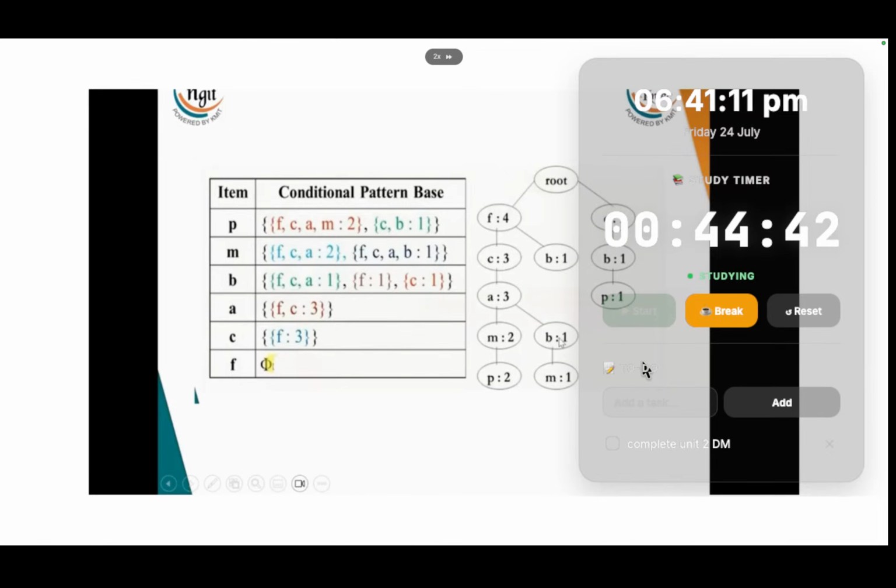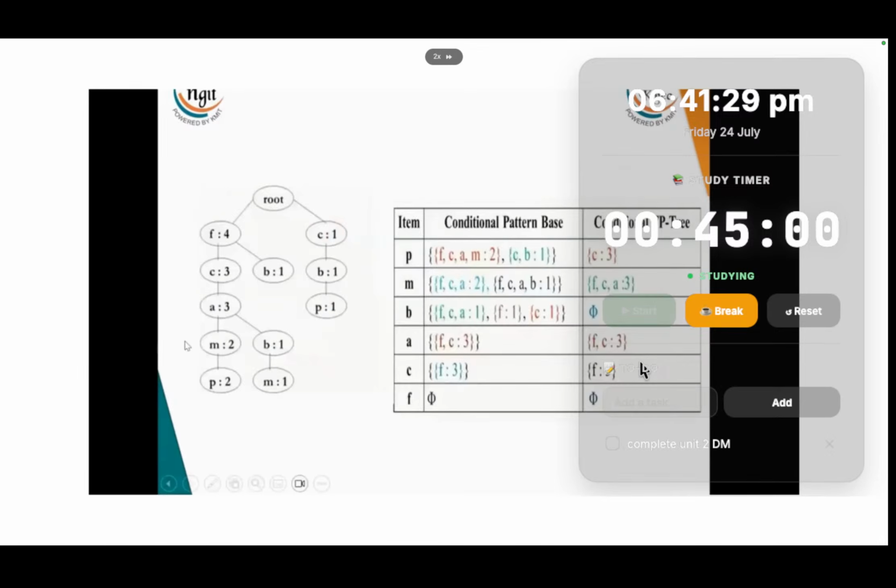Next node is what? B. So similarly for B, here you can see B is repeated 3 times. So it is having 3 paths. So consider FCA as one path, and the value of B here is what? 1. Similarly, F to B, so only F is considered here, and C to B, only C is considered. So you'll have 1 value for each path. Next, similarly for A, C, and F. F is a starting node, so it is starting from the root. So the conditional pattern for that node will be null.